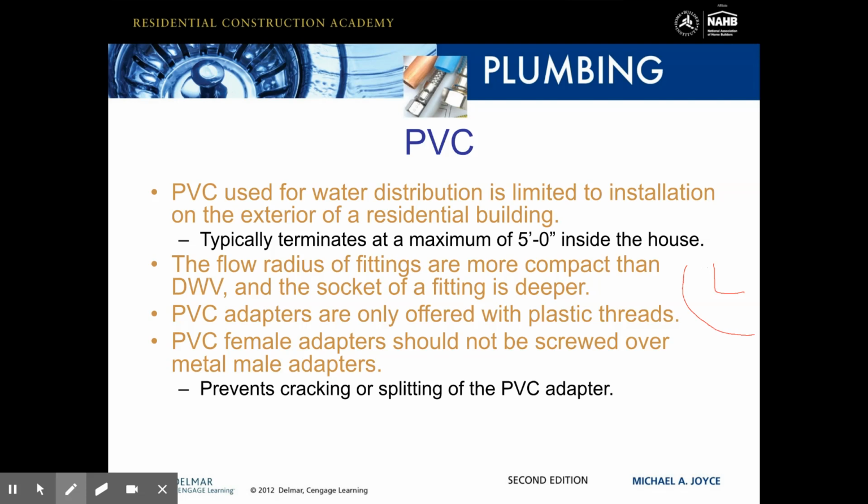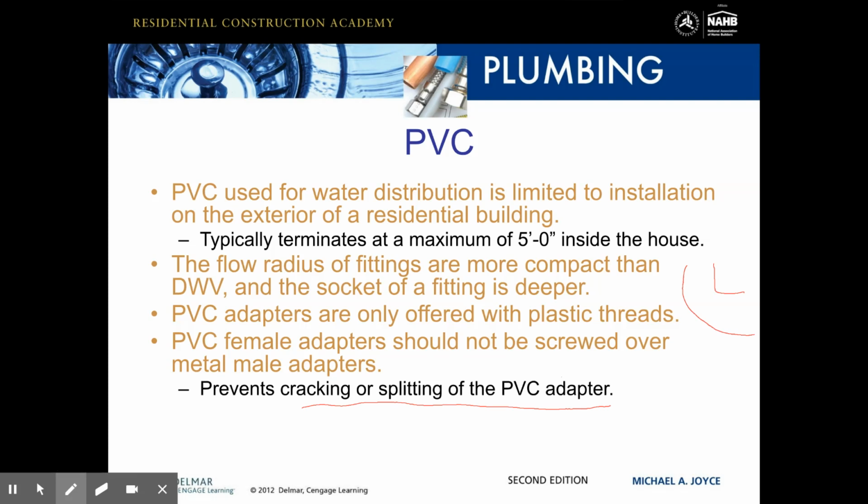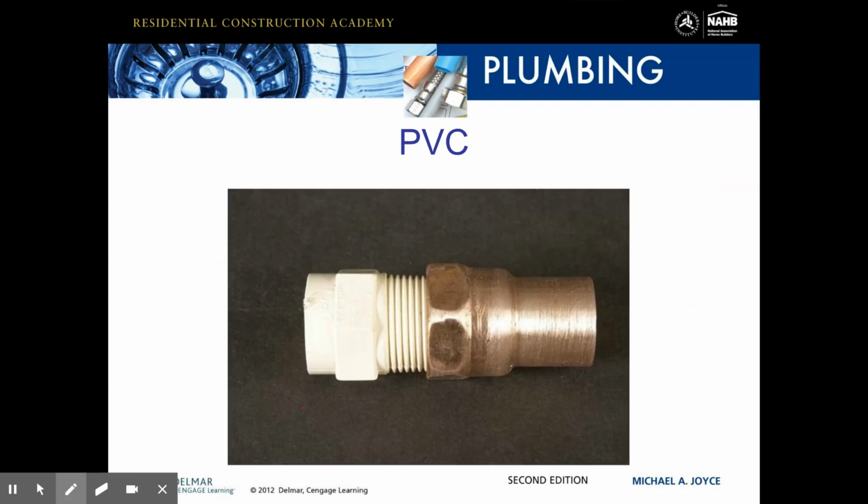PVC adapters are only offered with plastic threads. PVC female adapters should not be screwed over metal male adapters. This will prevent cracking or splitting of the PVC adapter, and you don't have to worry about stripping it. And here we have an example. So here's our PVC male and our copper female.